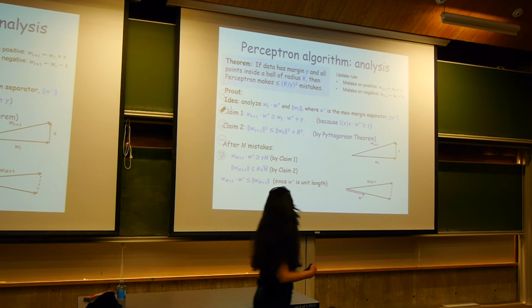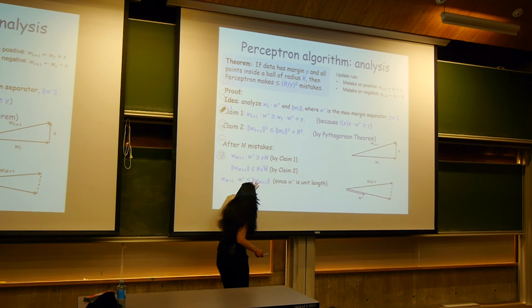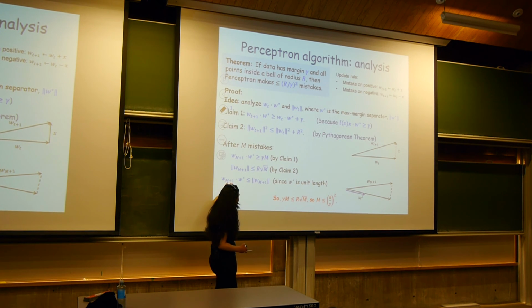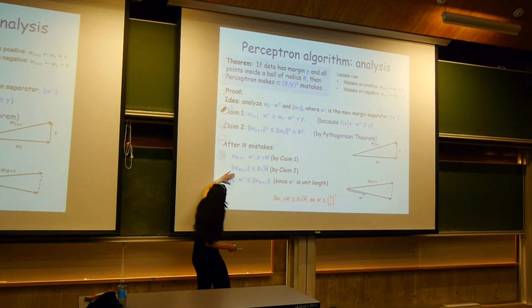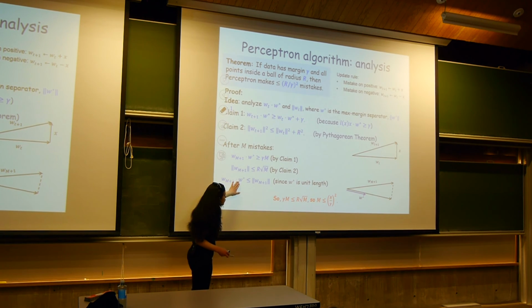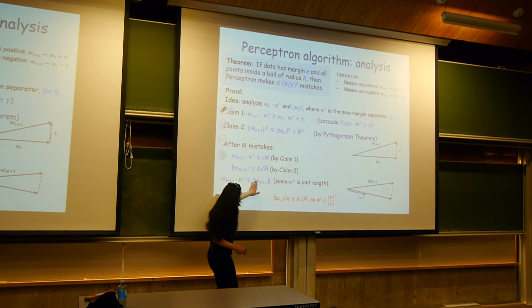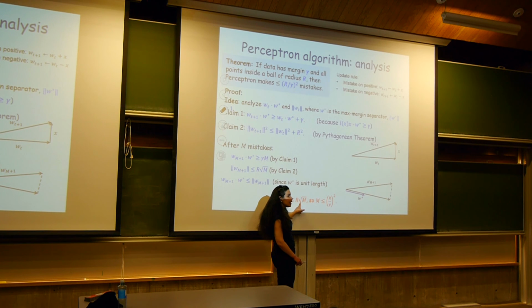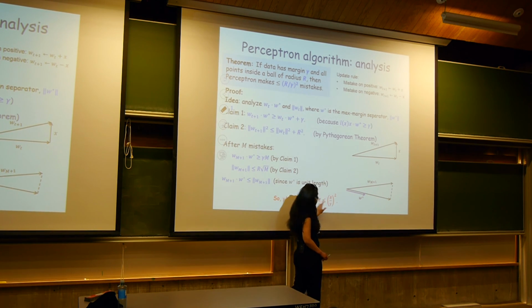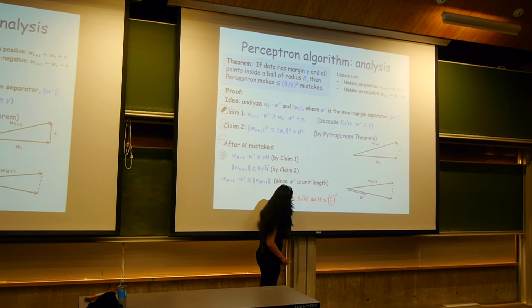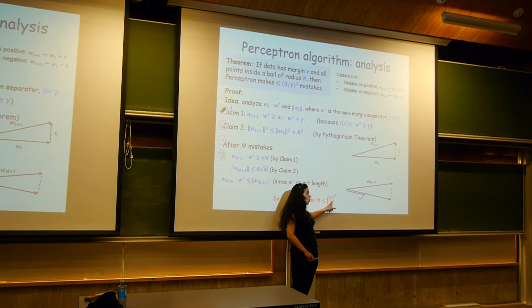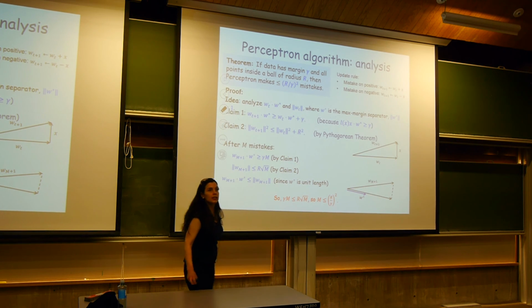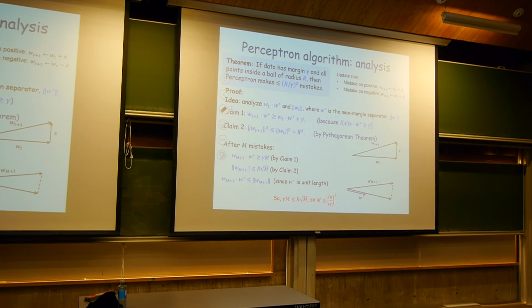Okay, and so now using this fact and these two claims, we get that after m mistakes, we have a lower bound on the dot product between Wm plus 1 and W star, which is gamma times m, and we have an upper bound on the length of Wm plus 1. By piecing these three things together, we get that gamma times m is upper bounded by r times square root of m. If I solve for m here, just square everything, then we get that the number of mistakes is upper bounded by r over gamma squared. Okay, so that's pretty much the proof.